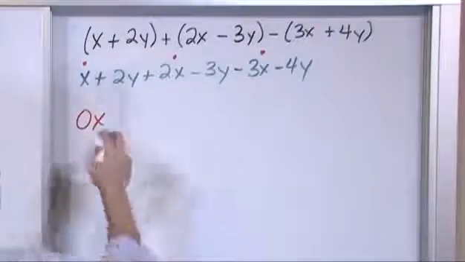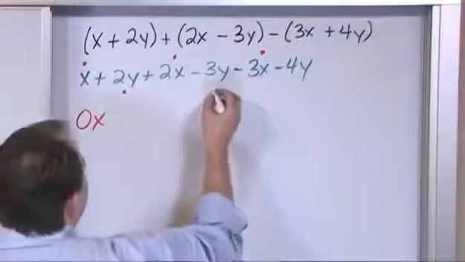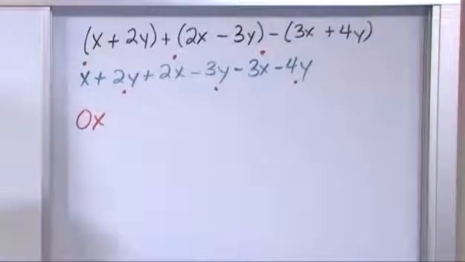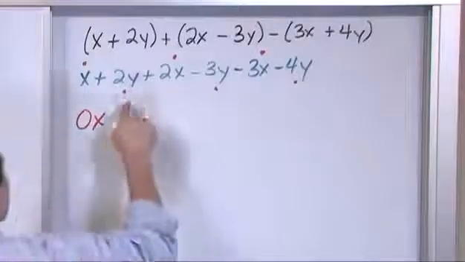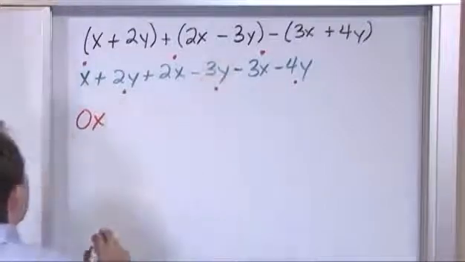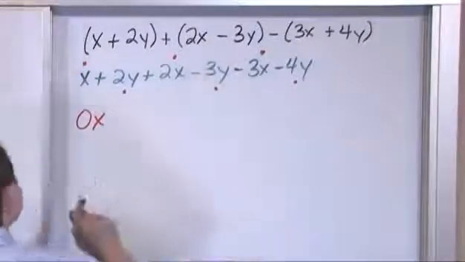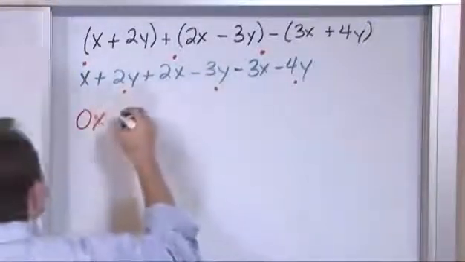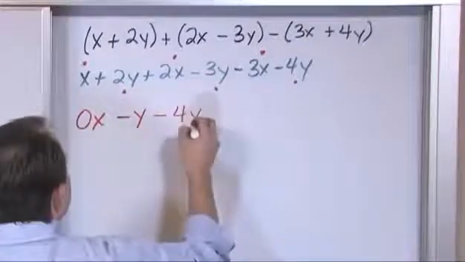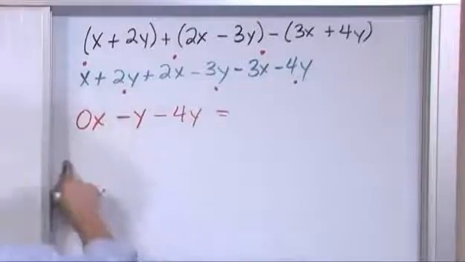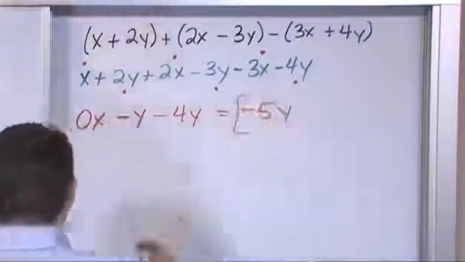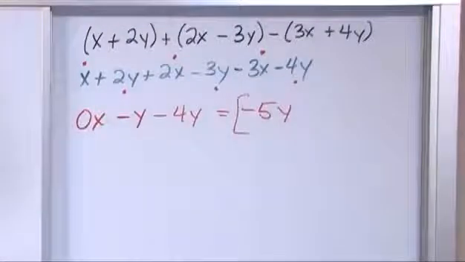Now I look for the y terms. These are all like terms because they have y. So what I'm going to have is 2y minus 3y minus 4y. Let's do it one step at a time. 2y minus 3y is going to give me negative y. And I still need to do this one. In the end, this 0 is going to drop out. Negative y minus 4y is negative 5y. And this is the answer, negative 5y.